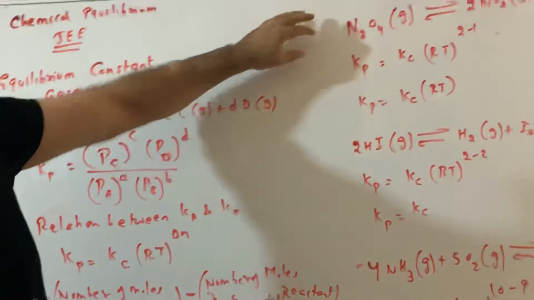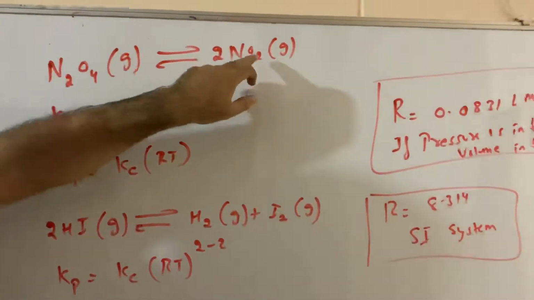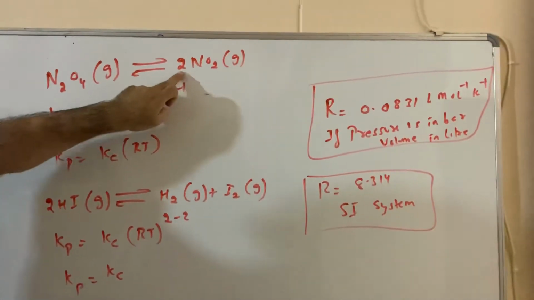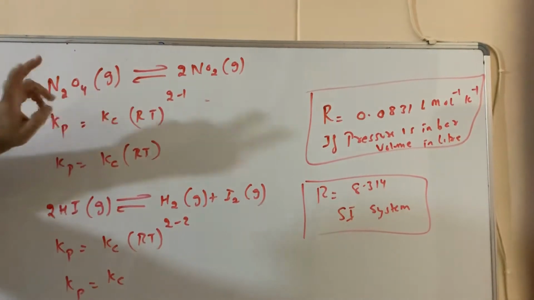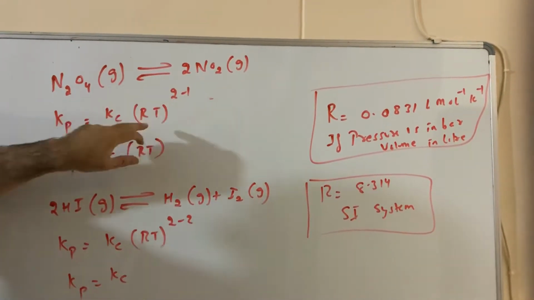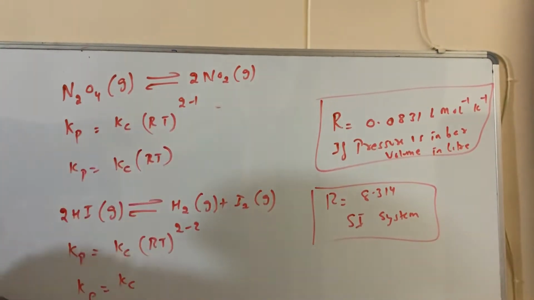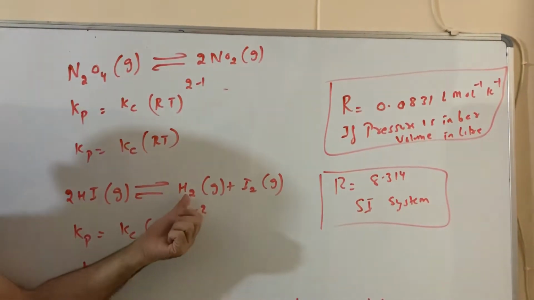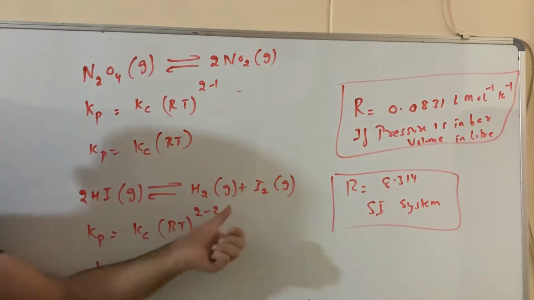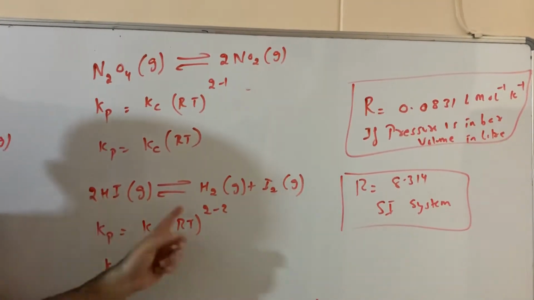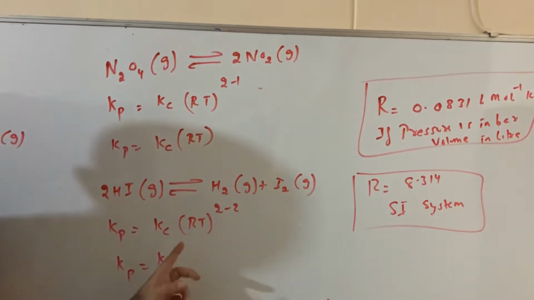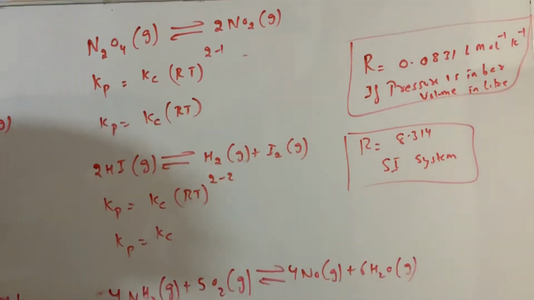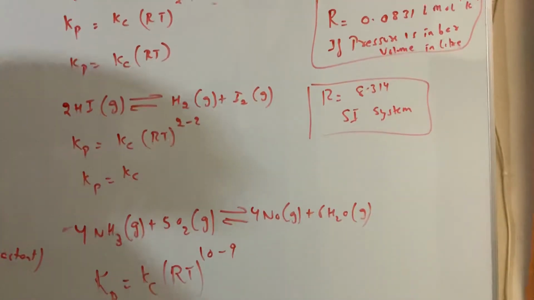Say, for example, N2O4(g) gives 2NO2(g). How many moles of product? 2. How many moles of reactant? 1. So 2 minus 1. So Kp is equal to Kc (RT) to the power 2 minus 1. Here, the number of moles of gaseous product, 1 of H2 and 1 mole of I2, is 2, and the reactant side is also 2. So 2 minus 2 is 0, and (RT) to the power 0 is 1. So in this case, Kp is equal to Kc. So be very careful, they are not always equal.